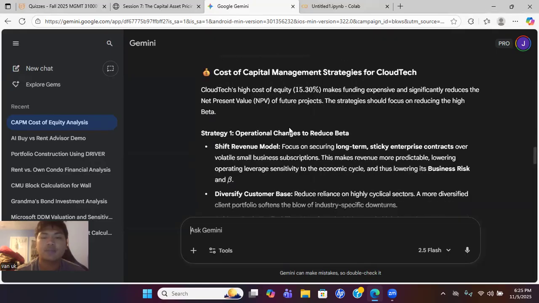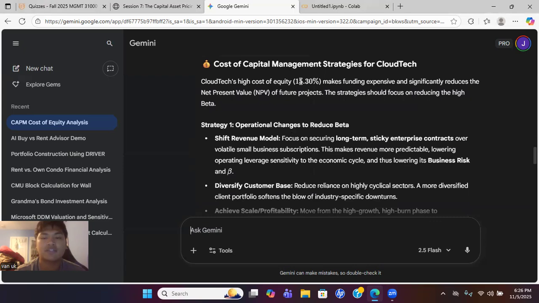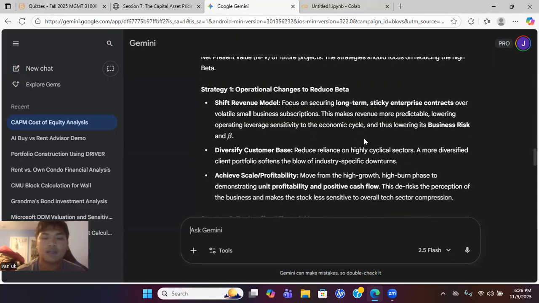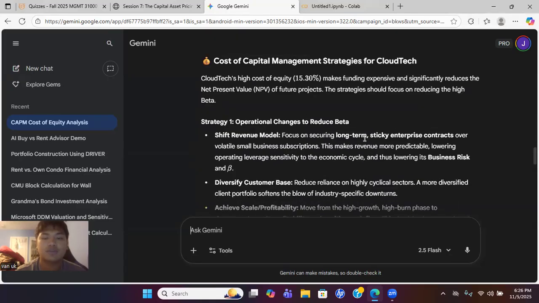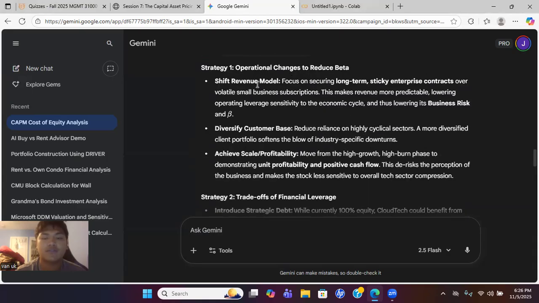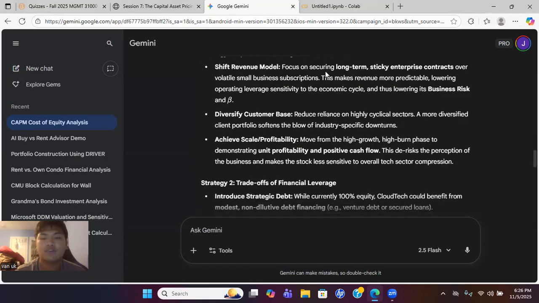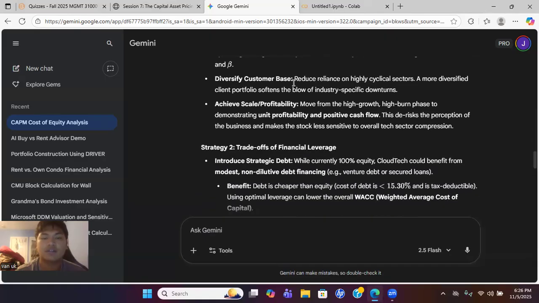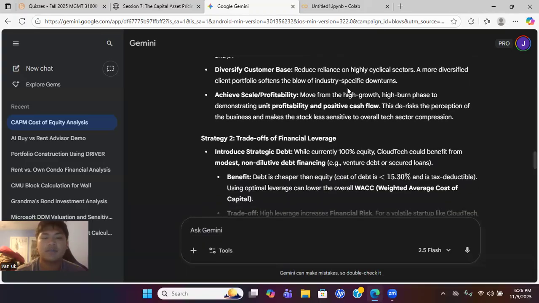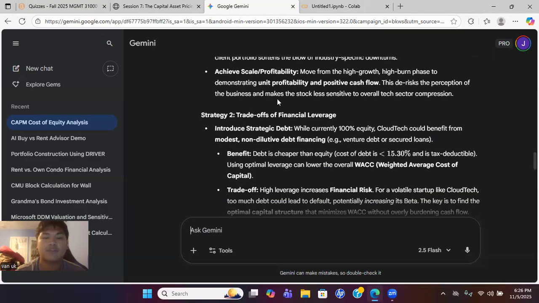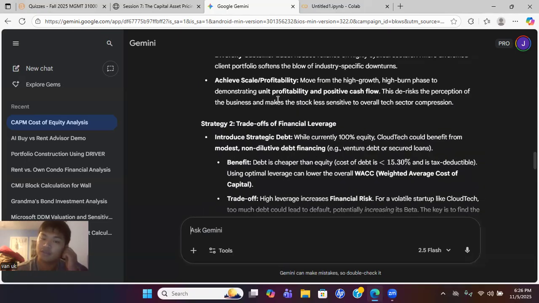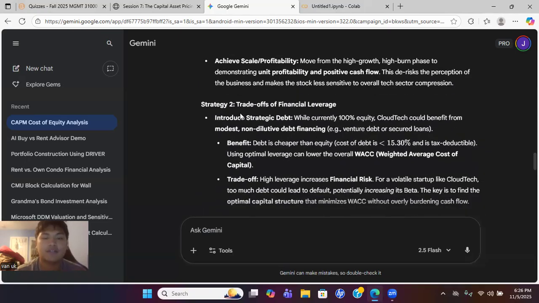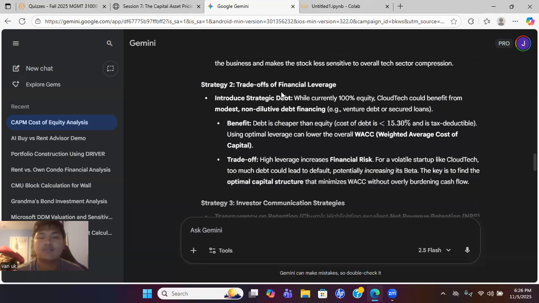So for the cost of capital management strategies for Cloud Tech, the 15.30% makes funding expensive and significantly reduces the net present value of future projects, and the strategy should focus on reducing the high beta. So the strategy that should be used is to shift the revenue model, focused on securing long-term sticky enterprise contracts over volatile small business subscriptions, diversify the customer base, and achieve scale or profitability.